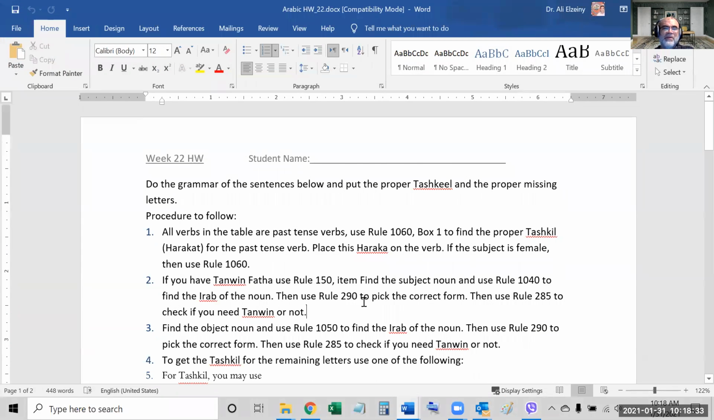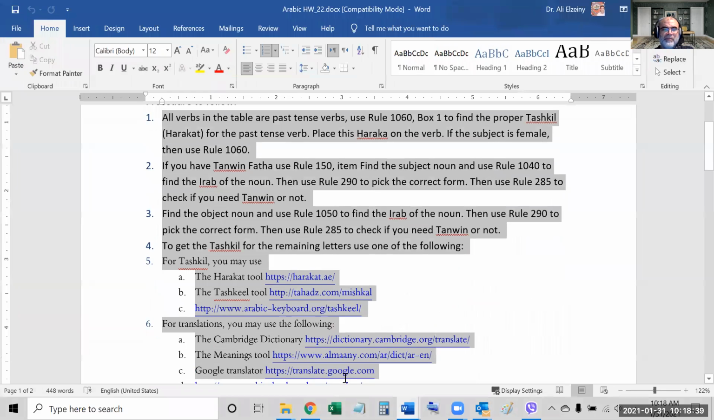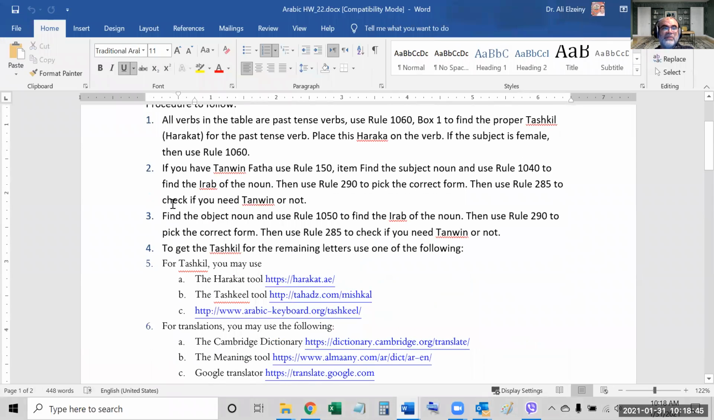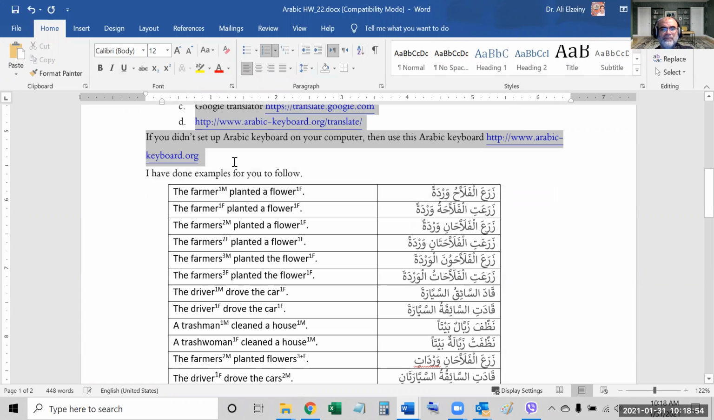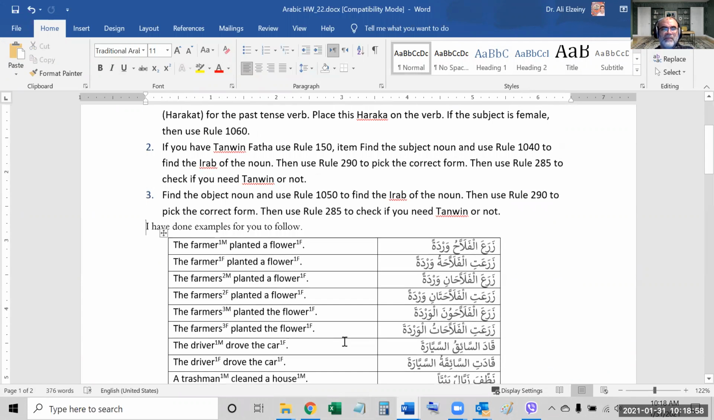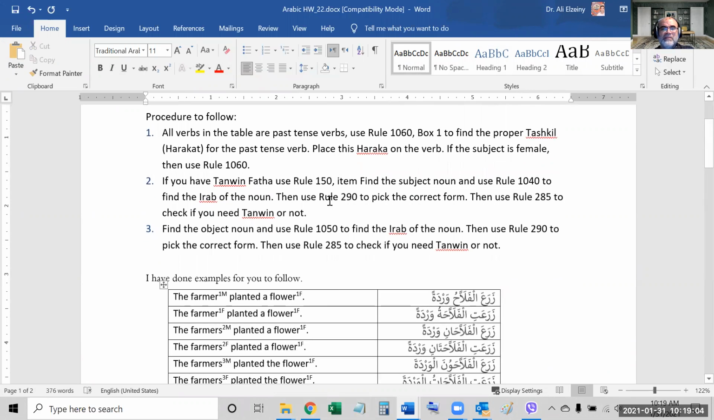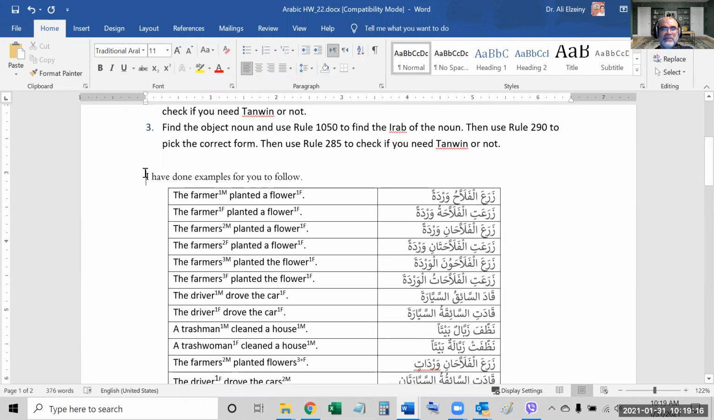Yes, that's the homework. In the homework, to make life easy on you, I specified a procedure, which is right here. We already know about that. This is what we have been doing, the rules we have been using, the haraka and the i'rab and everything. And these are the examples we just did. So we can just take it out.